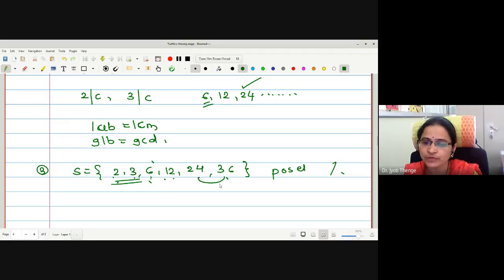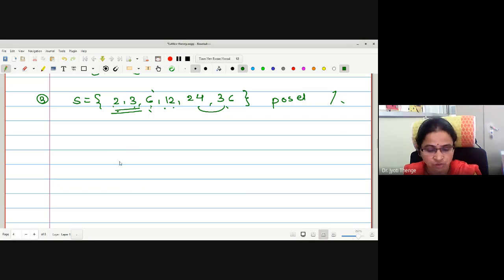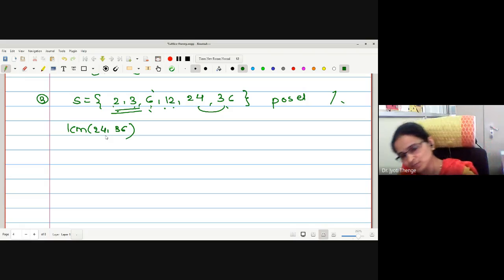What about 24 and 36? Does a common multiple of 24 and 36 exist in the given set? Does the least common multiple of 24 and 36 exist in the set or not? What is the least common multiple of 24 and 36? First question, LCM. I am asking you simple questions of finding LCM and GCD. Students, answer. 72. Is it a member of your set? No, ma'am. Therefore, the least common multiple of this pair does not exist.